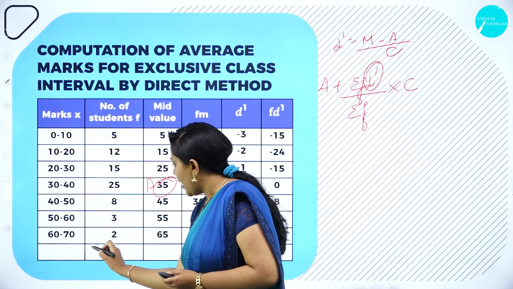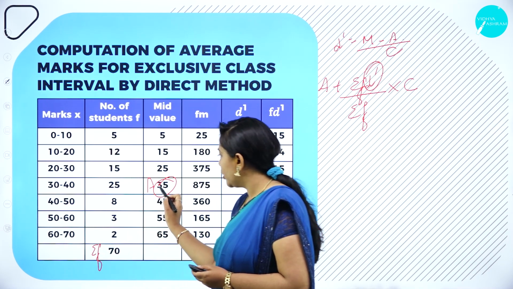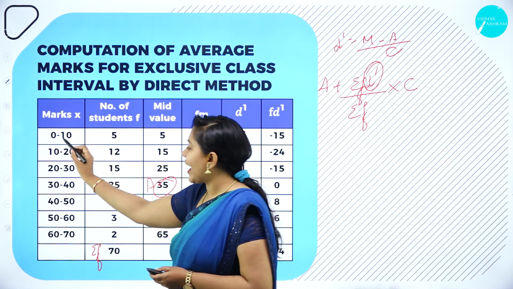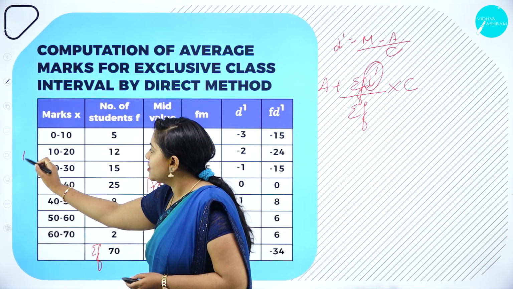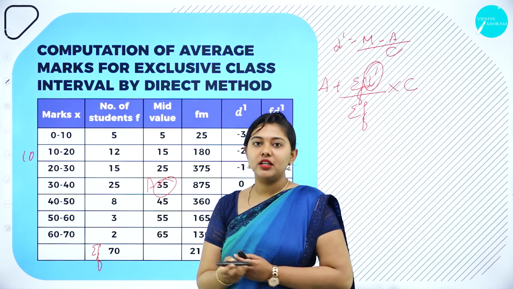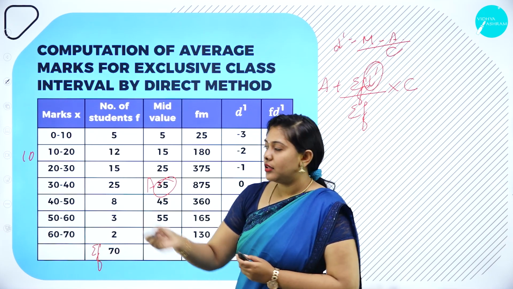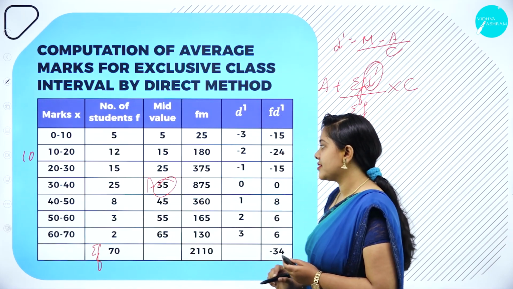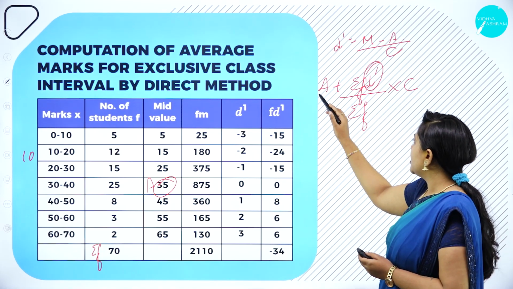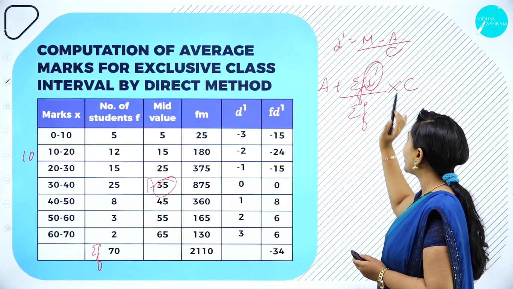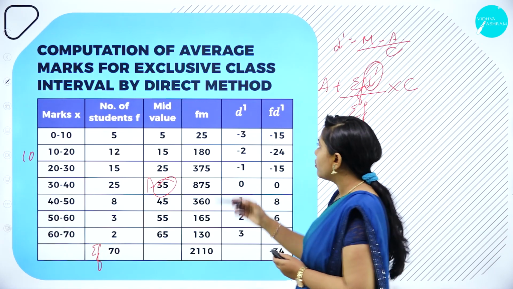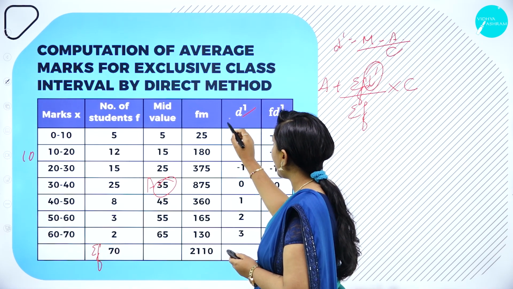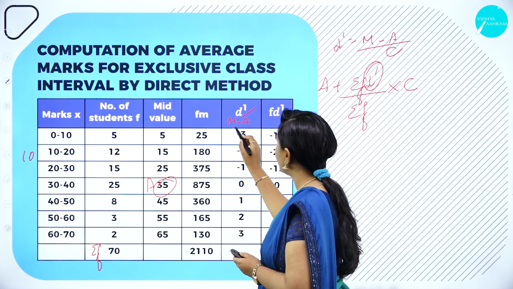So we have got the assumed mean. What is the common factor here? The common factor is 10. The difference is 10. So we have got the common factor, assumed mean and sigma F. We have to calculate D dash. How to calculate D dash? M minus A divided by C.